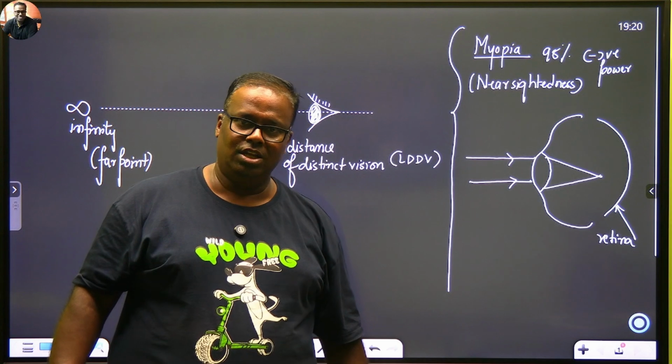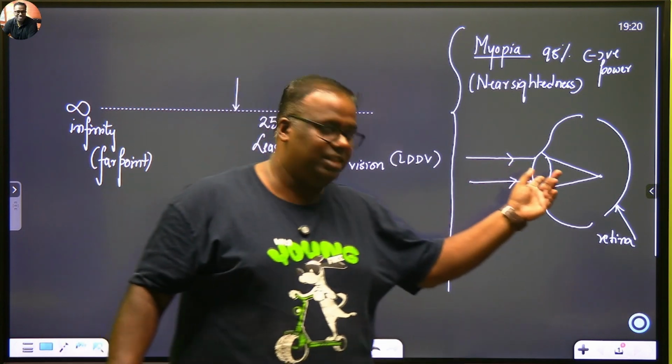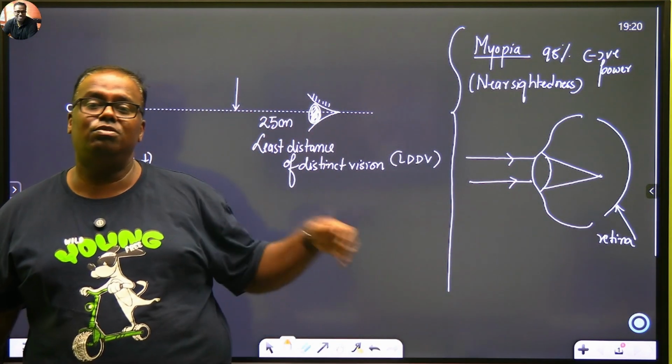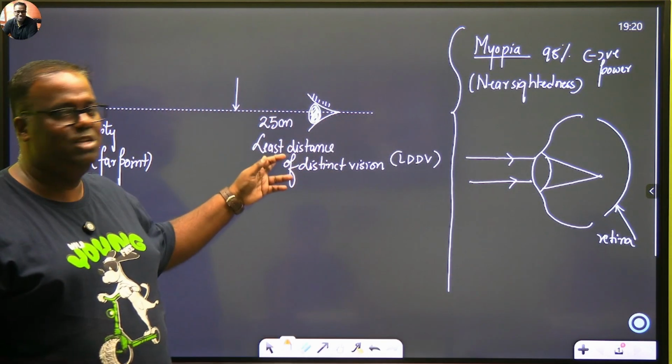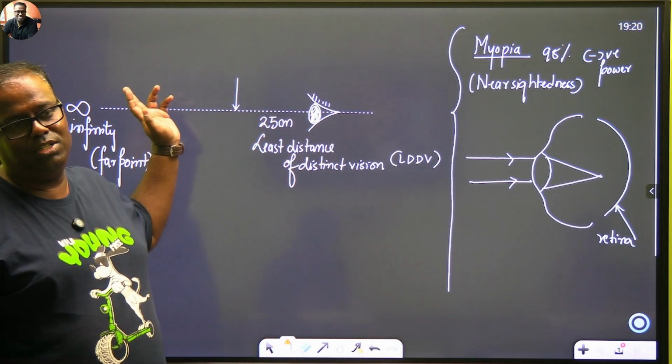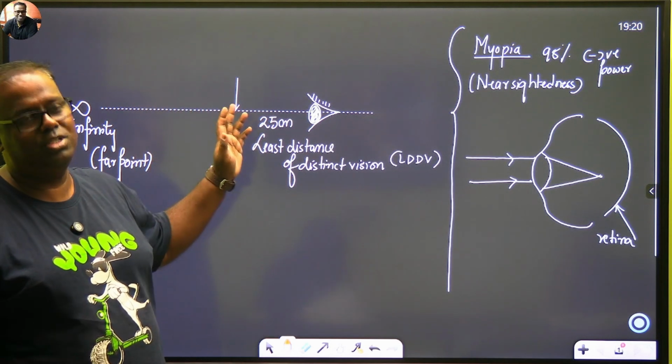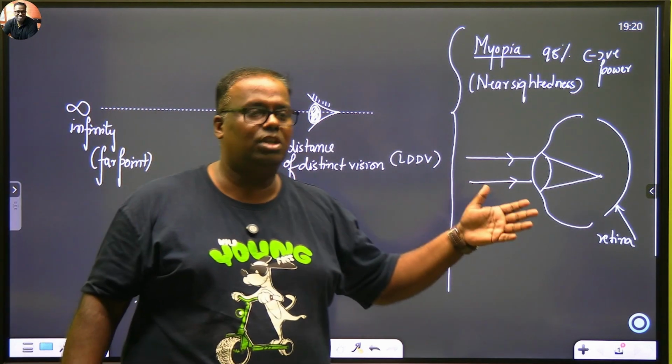Are you understanding? Your eye lens by default is converging more than it should converge. So you're not having any problem here. You're having a problem when it is far off. So your far point has come close. So how do we cure such people?